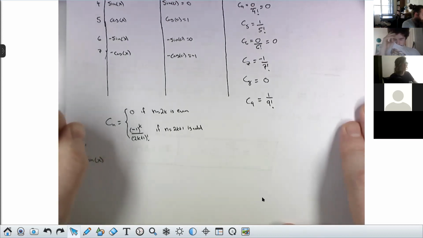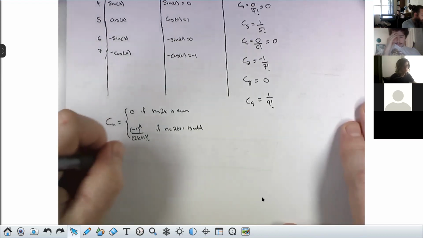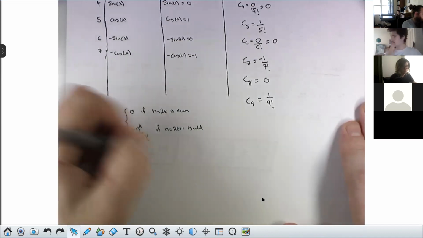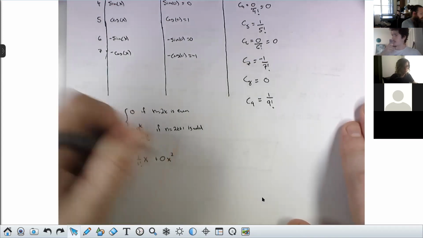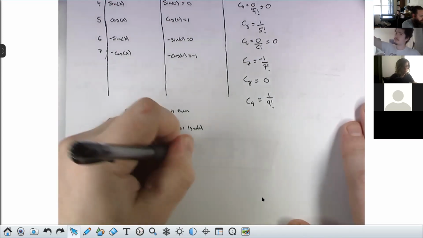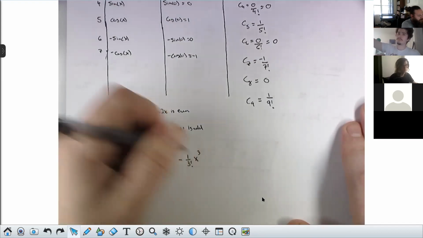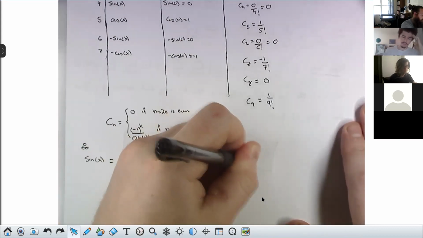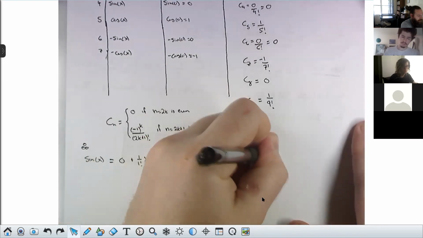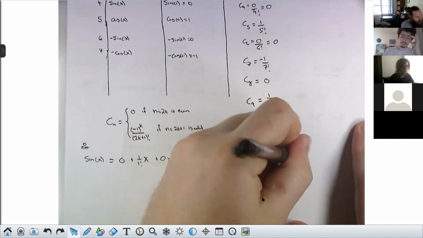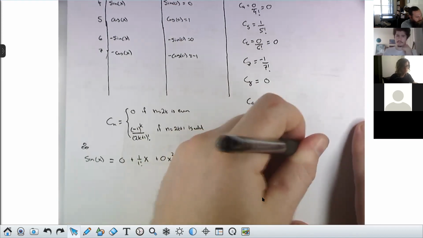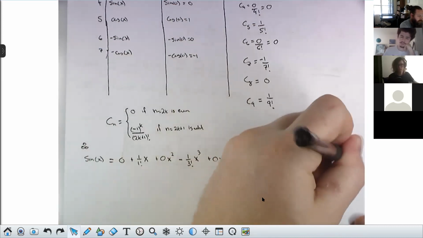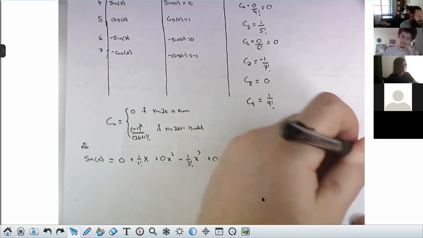So what we've learned is that sine x is equal to 0 plus 1 over 1 factorial times x plus 0x squared minus 1 over 3 factorial times x cubed plus 0x to the 4 plus 1 over 5 factorial x to the 5 plus 0x to the 6 minus 1 over 7 factorial x to the 7 plus 0x to the 8 plus 1 over 9 factorial x to the 9, and so on.